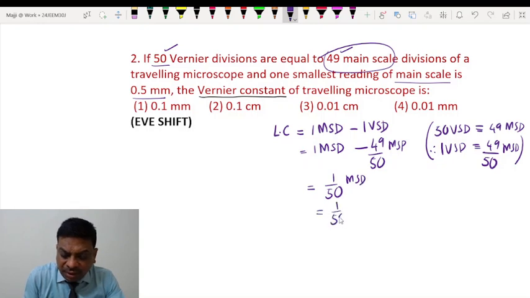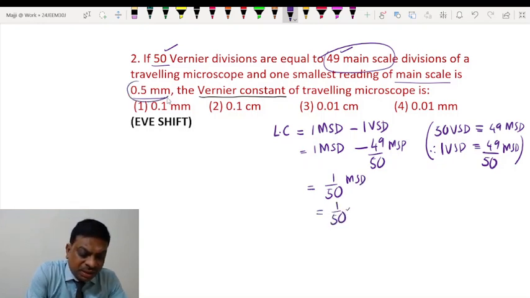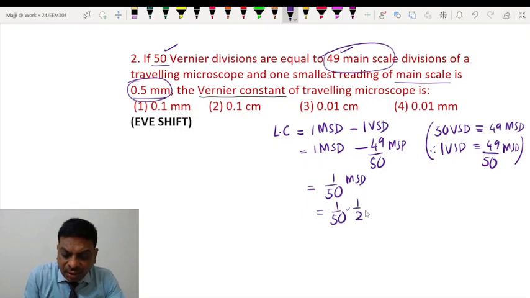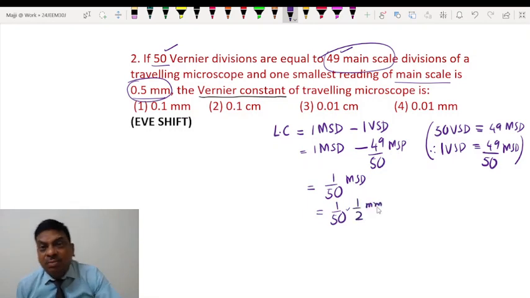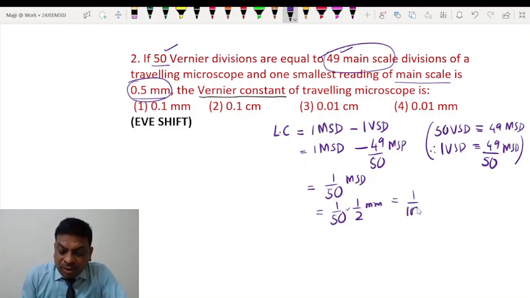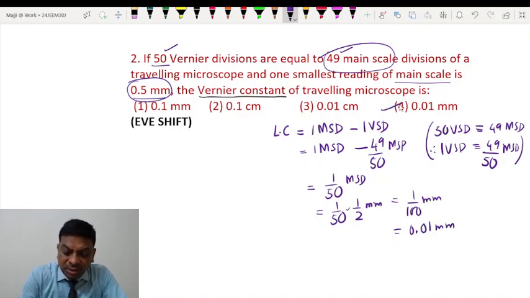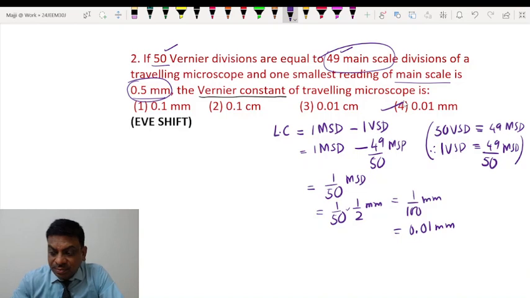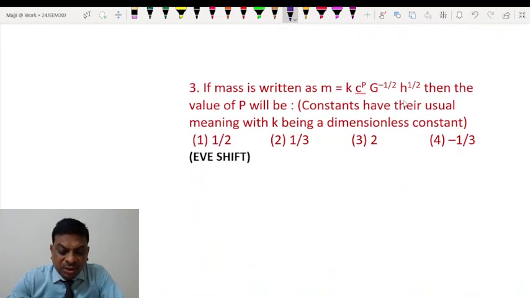So 1 by 50 of one main scale division, which is half a millimeter. Notice, students, that instead of writing 0.5, I wrote half, which is much more convenient. So this is 0.01 millimeter. So we'll go with option 4. Then moving on to the next question, students.